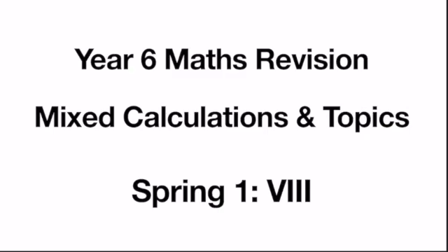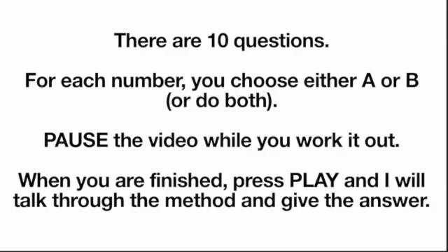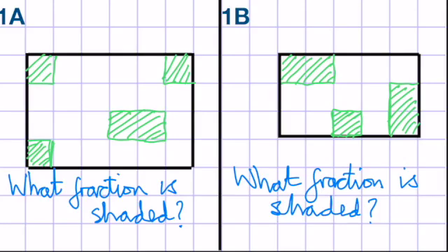Year 6 Maths Revision, Mixed Calculations and Topics, Spring 1, Part 8. There are 10 questions. For each number, you choose either A or B or do both. Pause the video while you work it out. When you are finished, press play and I will talk through the method and give the answers.